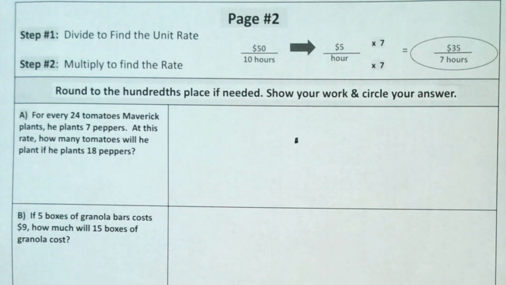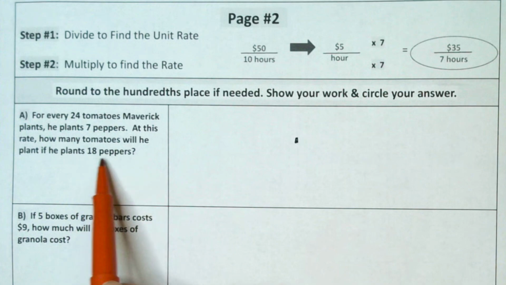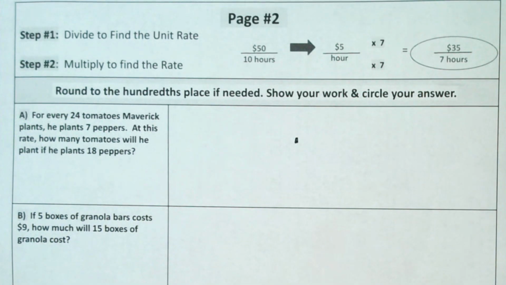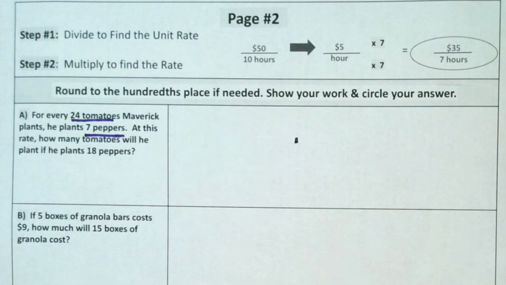All right, on page 2, it says round to the hundredths place if needed, show your work, and circle your answer. I'm going to do A with you and then have you complete the rest of the page on your own. A says, for every 24 tomatoes Maverick plants, he plants 7 peppers. At this rate, how many tomatoes will he plant if he plants 18 peppers? Okay, so if we want to figure out how much for 18 peppers, we first need to figure out how much for 1 pepper. So we'll do 24 tomatoes divided by 7 peppers.